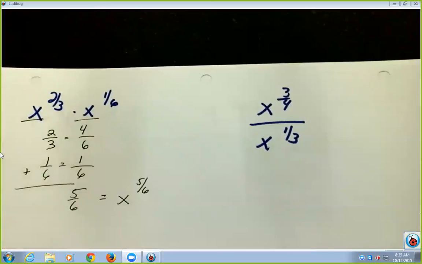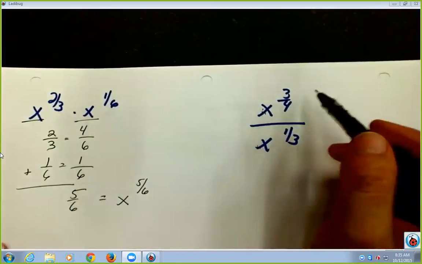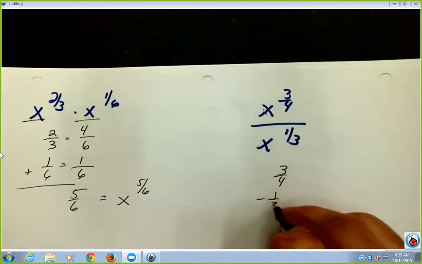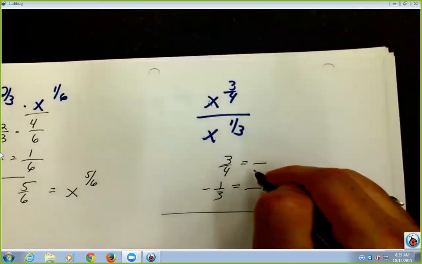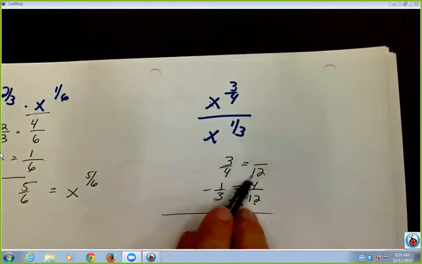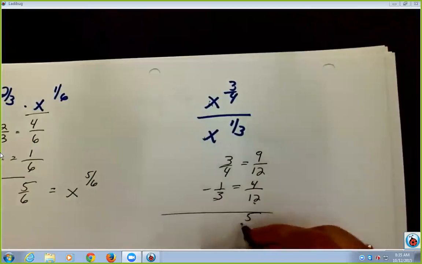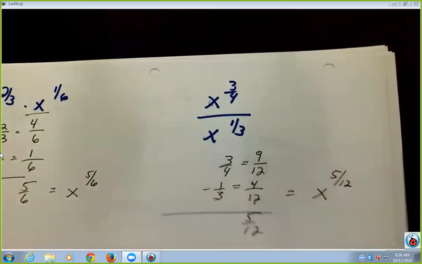So again, it's just dealing with those exponent laws and the exponent pieces that we happen to have in there. This one, a division. So what happened when we divided exponents? We subtracted them. So I need to take 3/4, take away 1/3 from it. Again, common denominator of 12. 3 goes into 12, 4. 4 times 1 is 4. 4 goes into 12, 3. 3 times 3 is 9. 9 take away 4 is 5/12. So my answer is x to the 5/12.